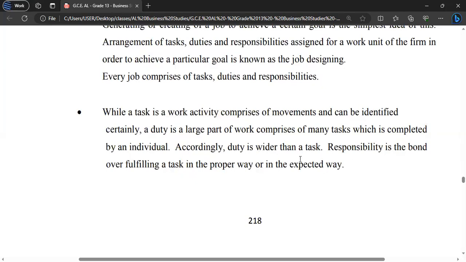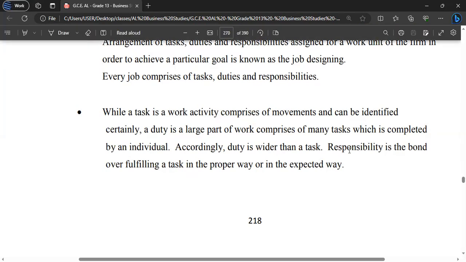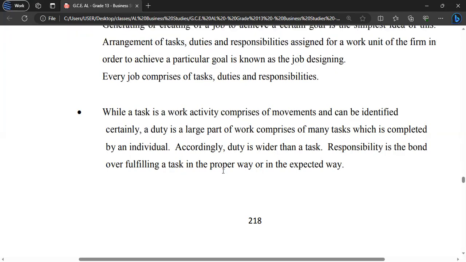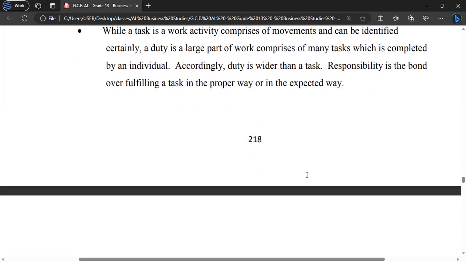Responsibility is the bond over fulfilling a task in the proper way or in the expected way, right? So you have an obligation. You have a responsibility. For example, if the teacher has been assigned some tasks, the teacher has a responsibility of fulfilling the tasks to produce better results. That's the responsibility, in the proper way or in the expected way.